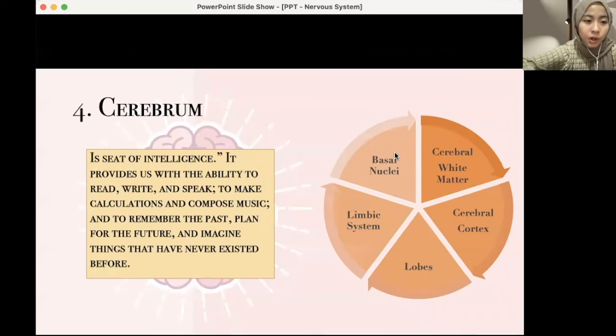The last part of the major brain is the cerebrum. The cerebrum is called the seat of intelligence because it provides us with the ability to read, write, and speak, to make calculations and compose music, to remember the past, plan for the future, and imagine things that have never existed before. The cerebrum consists of five parts. The first one is cerebral white matter, and next cerebral cortex, and also cerebral lobes, limbic system, and the last one basal nuclei.